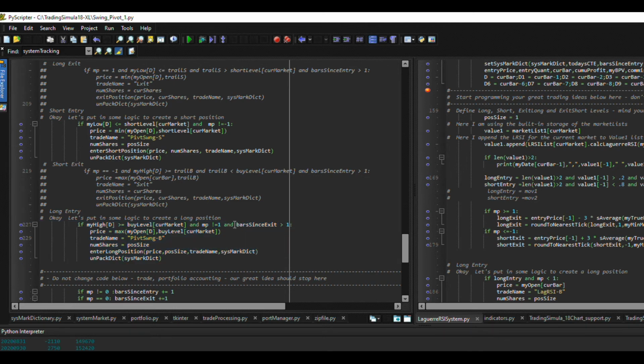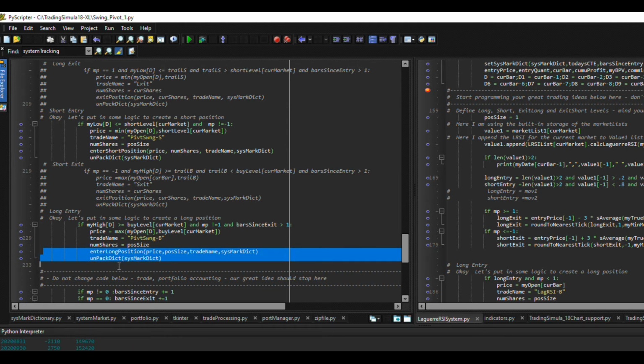That's just some extra code I put in there. You probably can ignore that. I set the price, either the open of the day if it's a gap up, or the buy level. I set the trade name to Pivot Swing, and then I go ahead and enter the long position. So that's how you do the stop and reverse system.